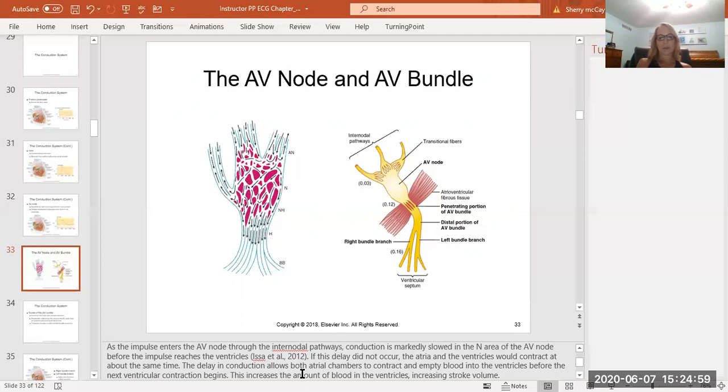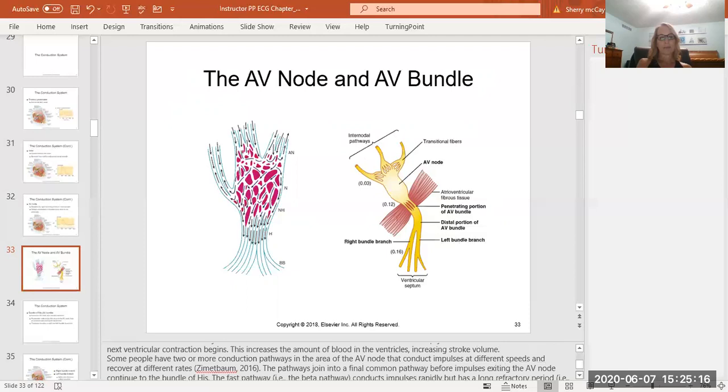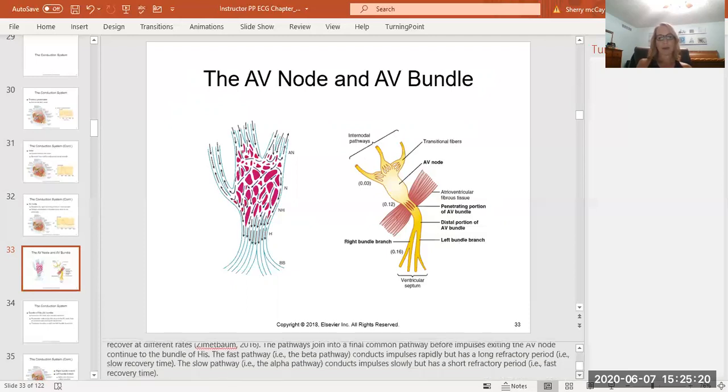The delay in conduction allows both atrial chambers to contract and empty all the blood into the ventricles before the next ventricular contraction begins. This increases the amount of blood in the ventricles, increasing the stroke volume. Some people have 2 or more conduction pathways, so not everybody's the same.